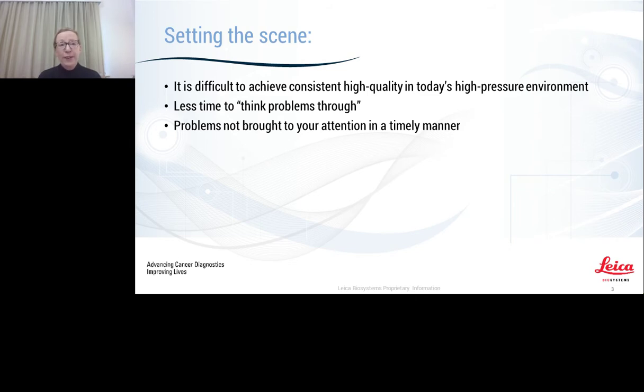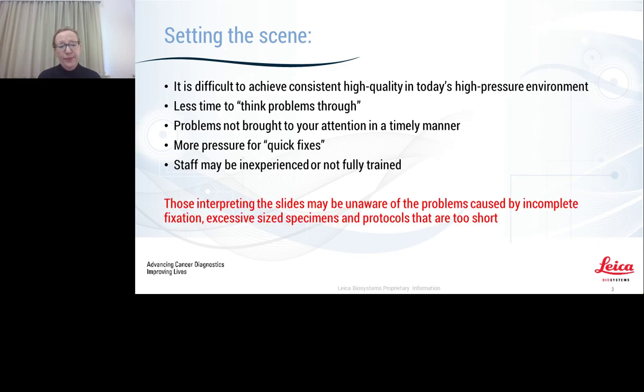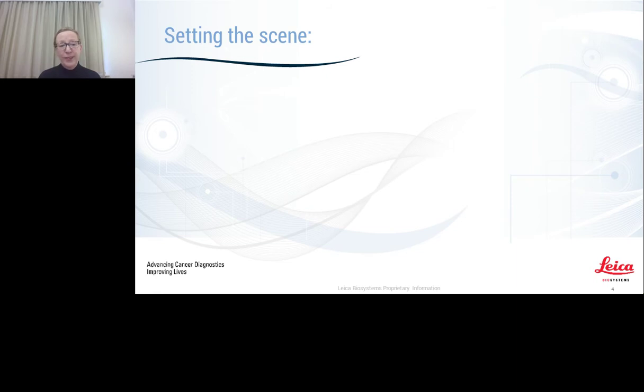So you may find that there is a problem long after the blocks are cut and the tissue has been stained. There's more pressure to react quickly and therefore quick fixes. And the staff might be inexperienced or not fully trained. Those interpreting the slides may not be the people that would actually understand some of the problems caused by incomplete fixation, excessive sized specimens, or protocols that are too short.